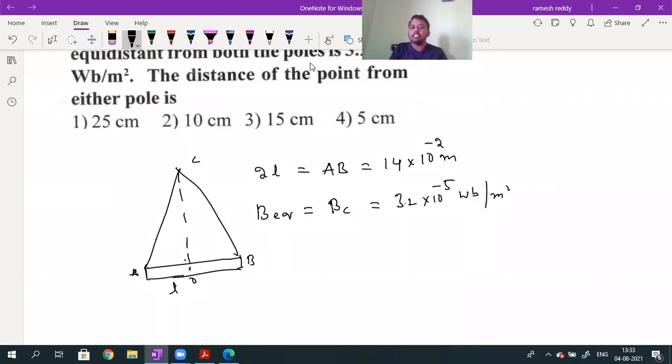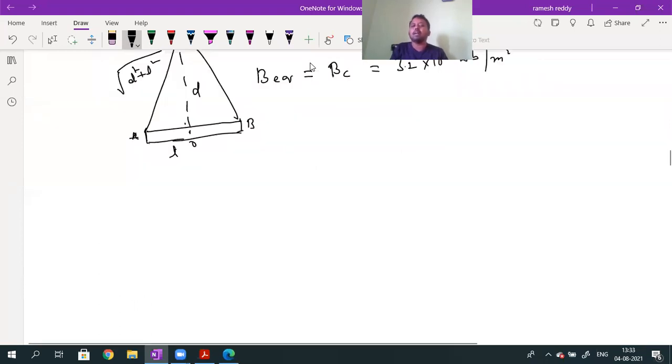If I call the distance of the point from the center D, then this distance will become root over D square plus L square. Since this bar magnet is not a short bar magnet, what is the expression for magnetic field induction on the equatorial line? It is given by the formula mu naught divided by 4 pi into M divided by (D square plus L square) whole power 3 by 2.